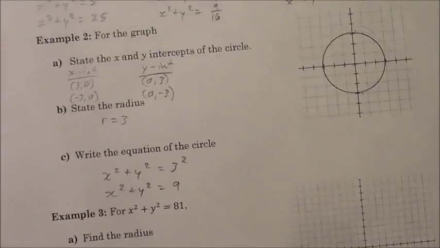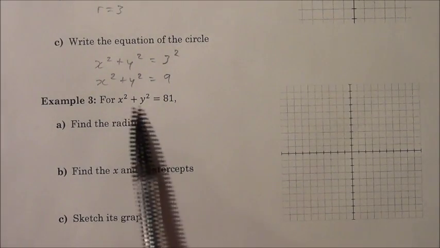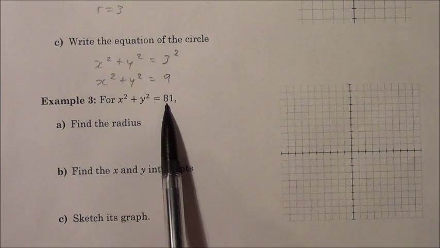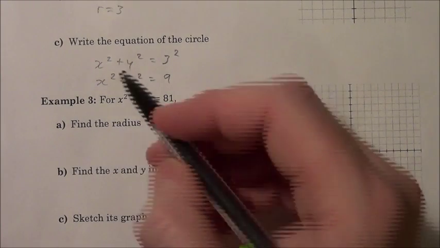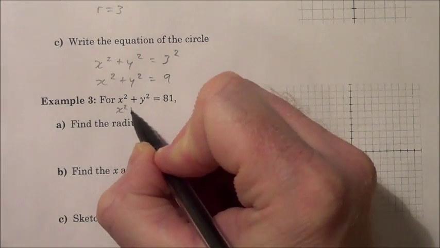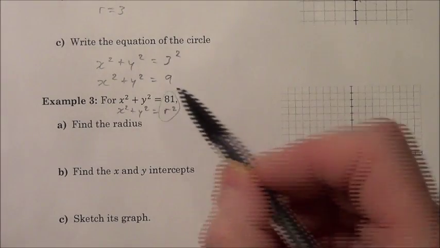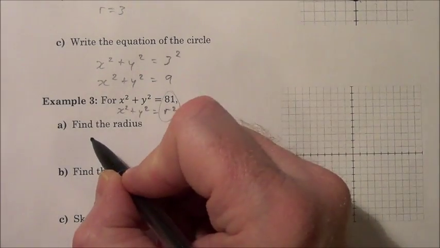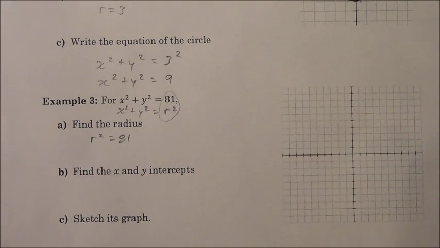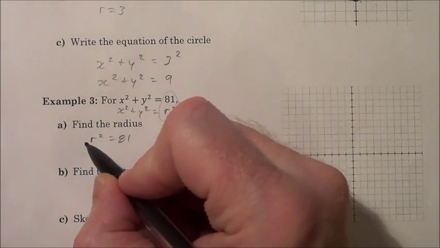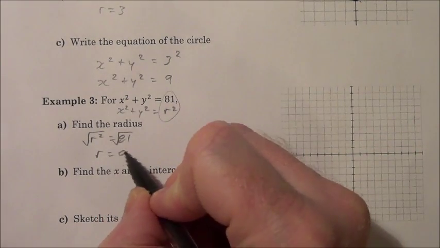Okay, let's move on to example 3. Here's an equation now. X squared plus y squared equals 81. What's the radius? Well, when you look at the formula, it is x squared plus y squared equals r squared. That's the only thing that's different here, so we know that r squared equals 81. And if we take the square root of both sides, we see r equals 9.